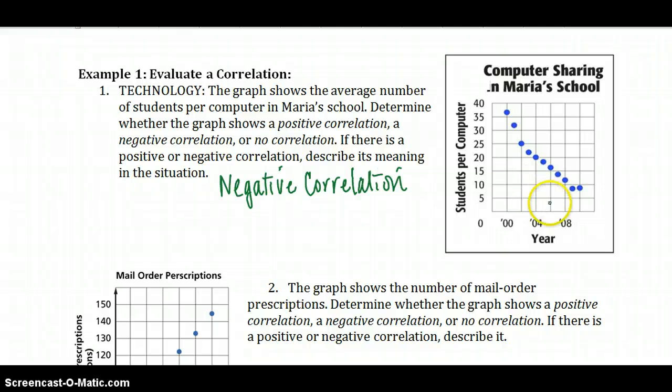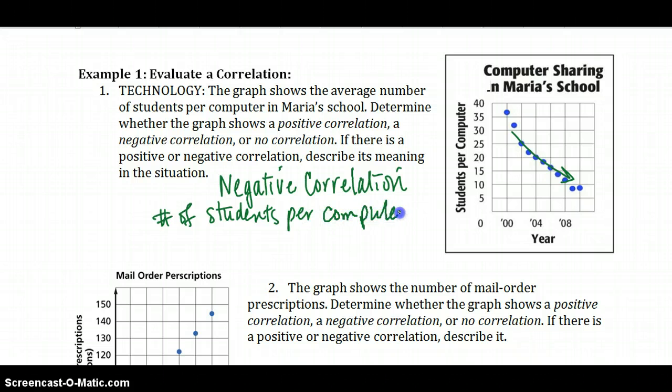So every year, the number of students per computer what? Decreases. Since it's a negative correlation, the number of students per computer decreases. So a decrease would cause a negative correlation, and often that's a good thing.